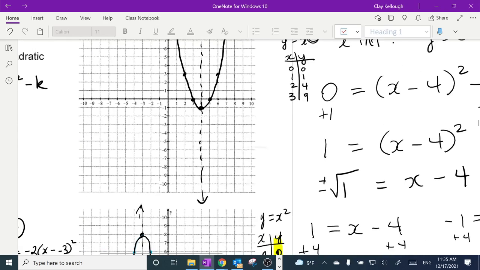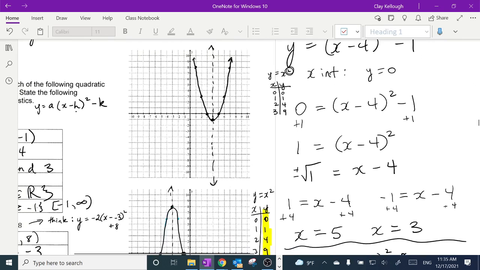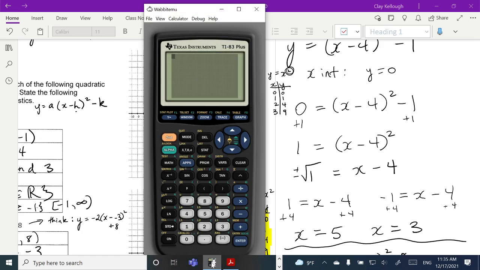Okay? All right, the other thing I was going to show you is, of course, the TI. I do have a couple people still rocking their TIs. So here comes the TI. All right, so go and make sure stat plot's off. Yeah, all the stat plots are off. Make sure that any old equations aren't there, and then you type it in.